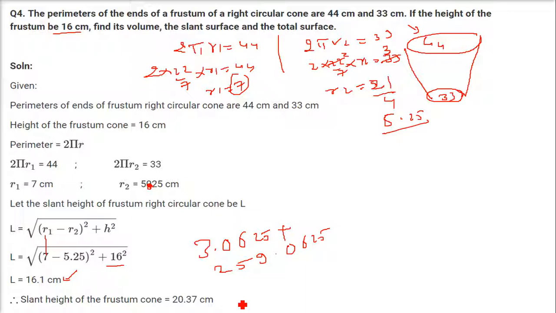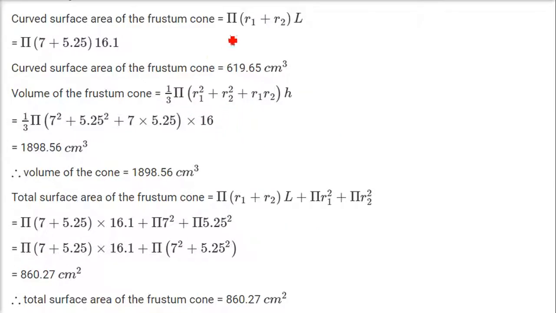Let me just compute it. I'm opening the calculator. So this is a root of 260. Let me take it as 260. Under root of 260 is 16.12. So this is the answer, L. Now we have the slant height also. Find the volume, the slant surface, and the total surface.